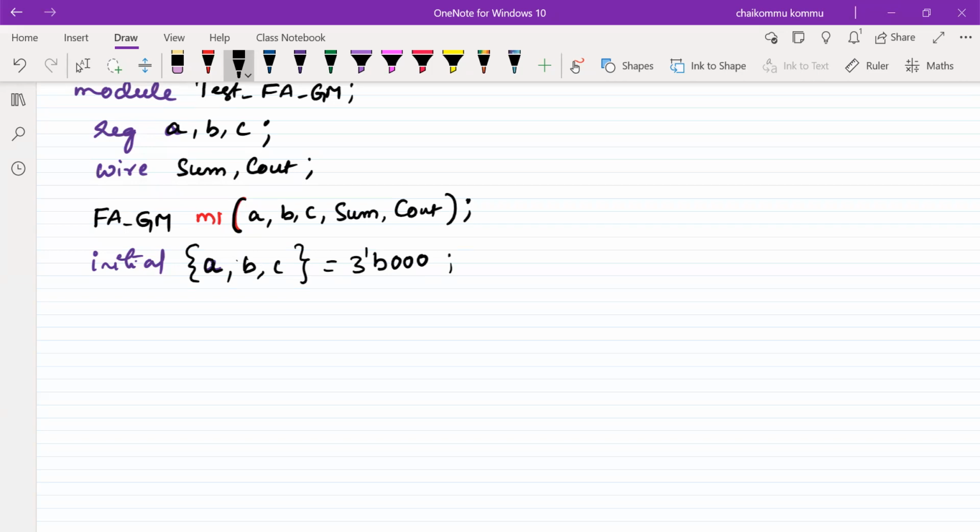We need to write 8 combinations, right? Is there any good method? In this conventional method you know very well. I want to write it in a different way. Please look at this very carefully.